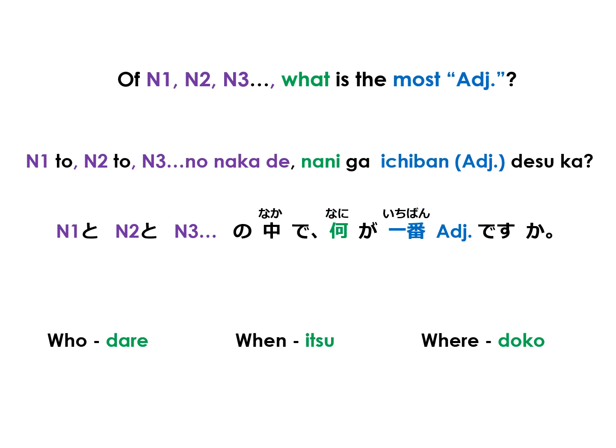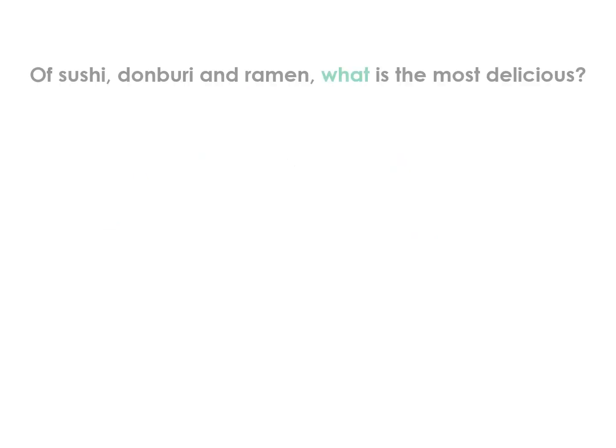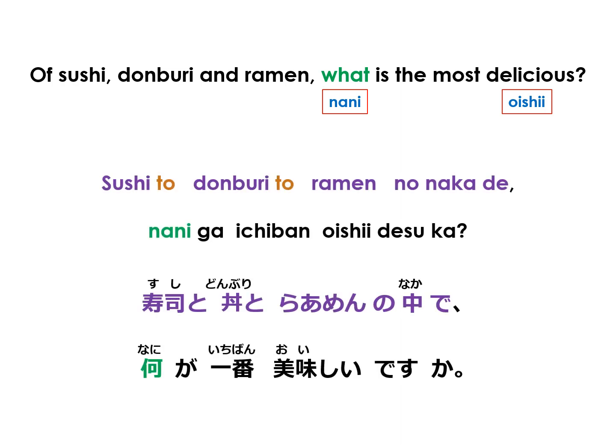Let's look at some examples. The sentence: of sushi, donburi, and ramen, which is the most delicious? In Japanese, we don't say which, but we use the interrogative pronoun what, or nani. Delicious is oishii. Putting them together, we say sushi to donburi to ramen no naka de nani ga ichiban oishii desu ka?